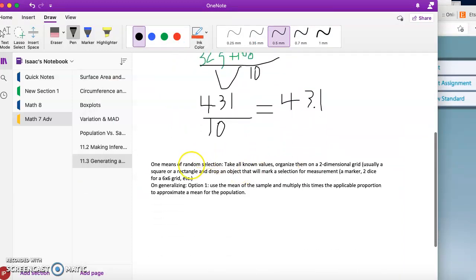Very short actual written portion today. So we've got one means of random selection. Take all known values, organize them on a two-dimensional grid, usually a square or rectangle, and you can drop an object that will mark a selection for each measurement. You could use a marker, you could use 2 dice, that kind of thing. And on generalizing, option 1, which is the only one that we're going to be using today, use the mean of the sample and multiply times the applicable proportion to approximate a mean for the population.